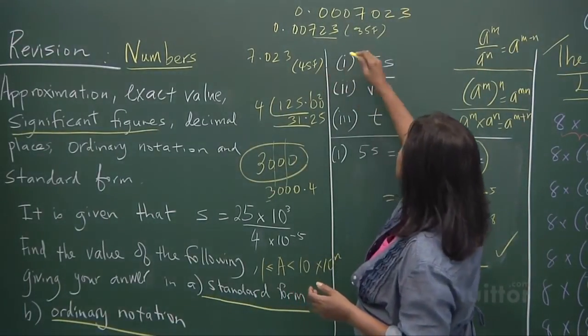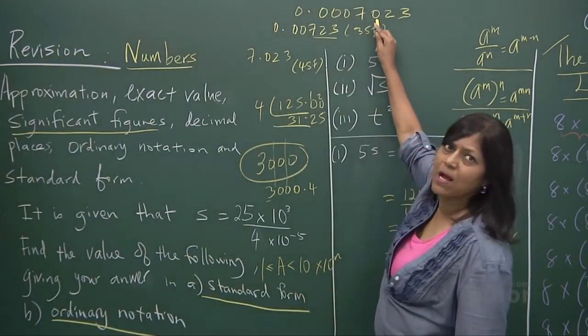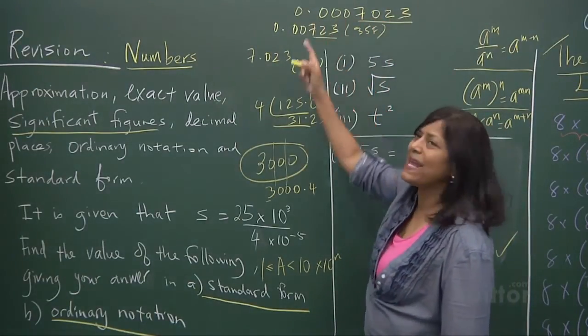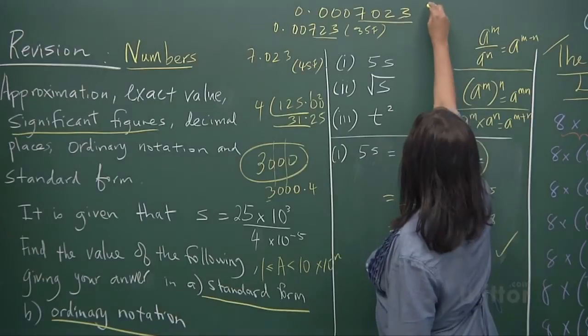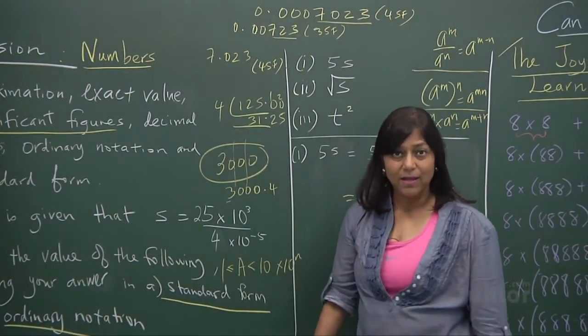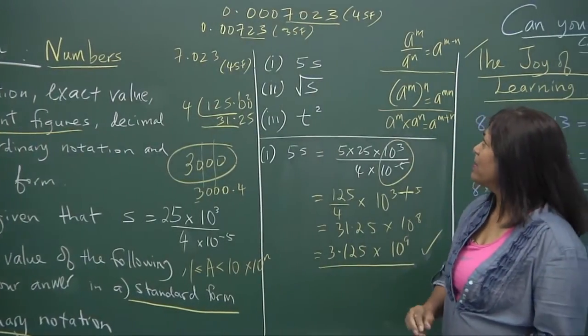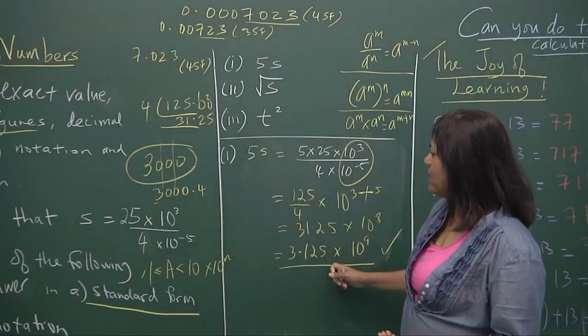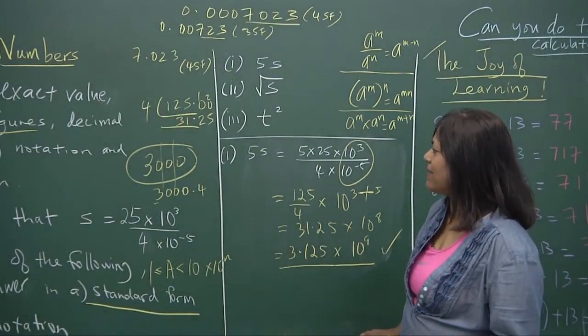But if I have a number like 0.0007023, now this 0 is counted as significant. The leading zeros are just place values. So this is 4SF. Take note of it. I hope you can take note and we can move on from there. So this is your 5SF.